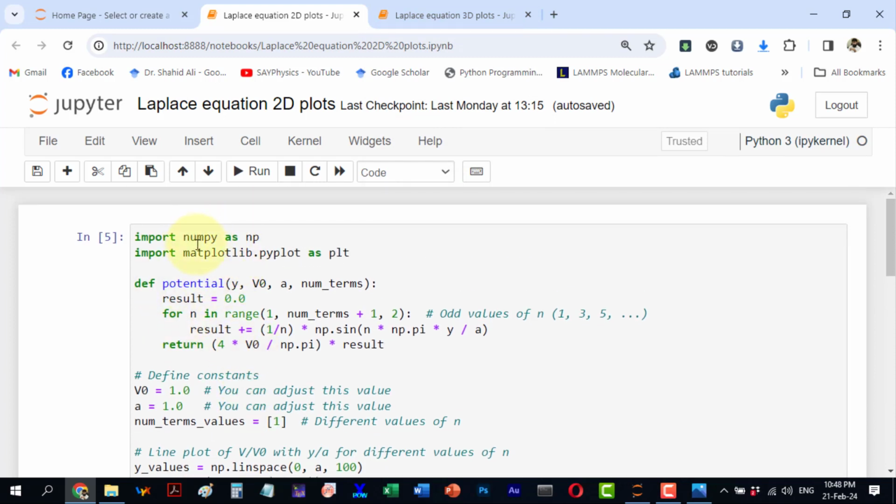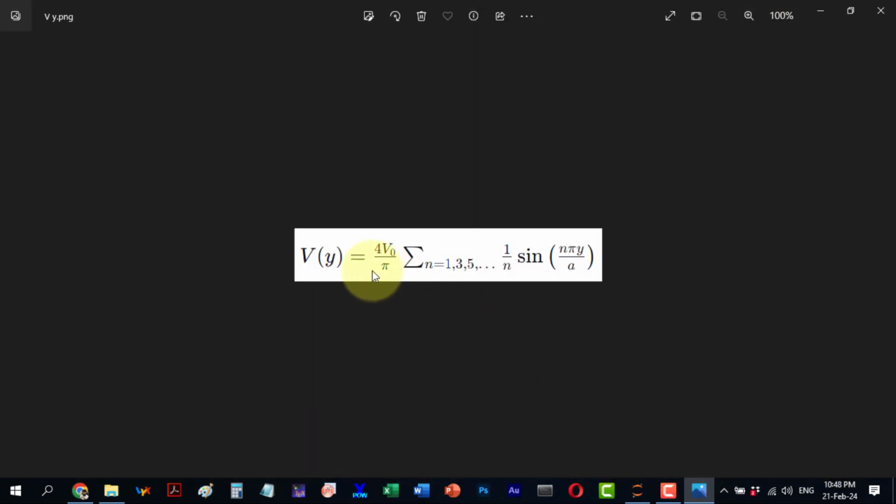I will have to import the libraries first, NumPy, and then another library, matplotlib. Then I will have to define my potential, and what I have done is I have written the equation, which is only the y-dependent one, that V of y is only this portion. So I will plot V of y with y over a. I will normalize this one, V over V naught, and then it will be plotted with y over a.